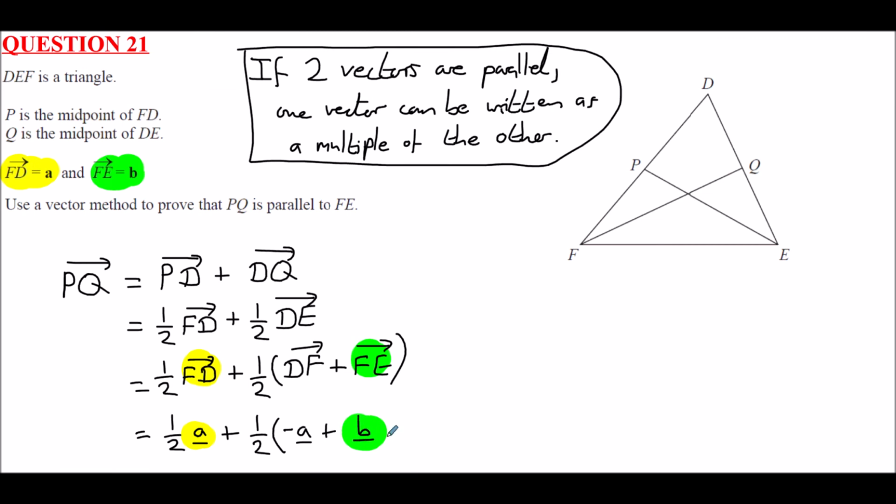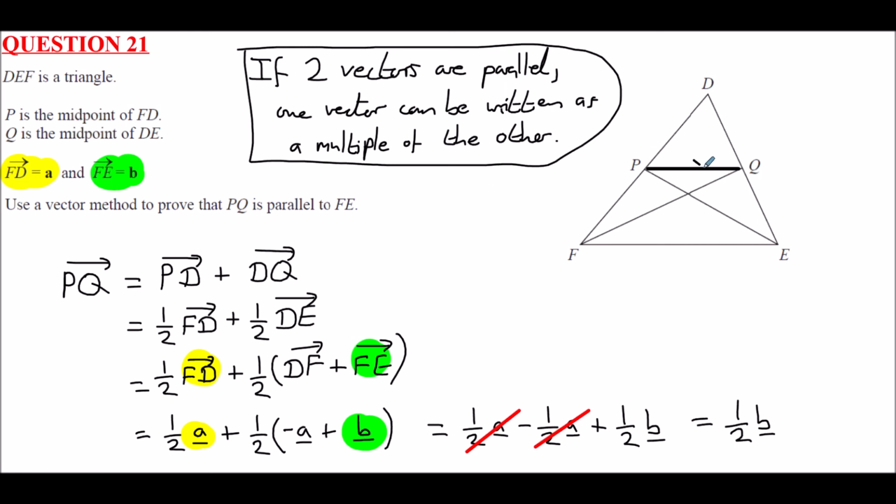We can now expand these brackets like we would any normal algebraic brackets. So we're going to have here a half A first of all. A half times minus A gives us minus half of an A, plus a half times B, which is just half of vector B. So clearly these two cancel. Half of an A minus half of an A cancels, so we're just going to be left with half of B. So PQ, which goes along here, is half of vector B.